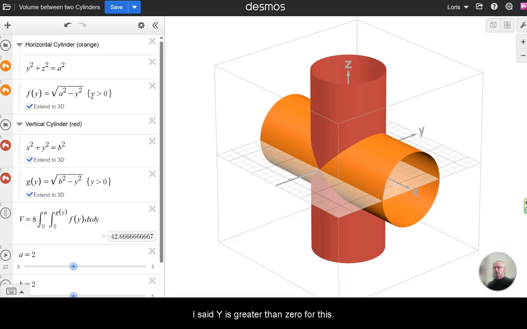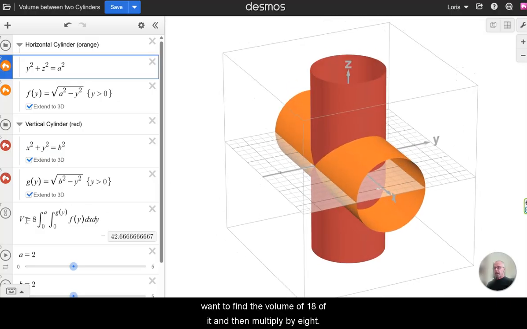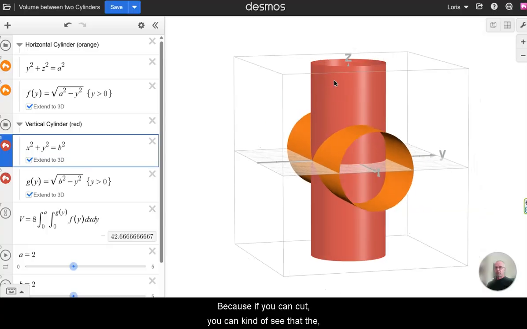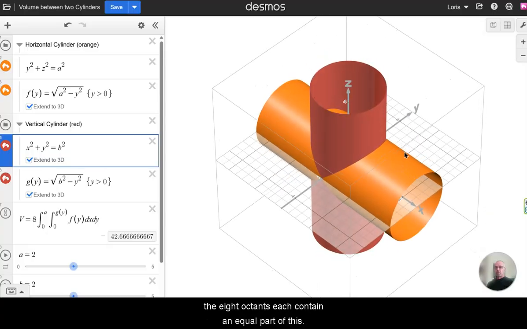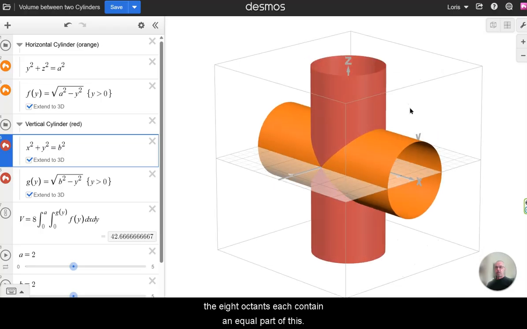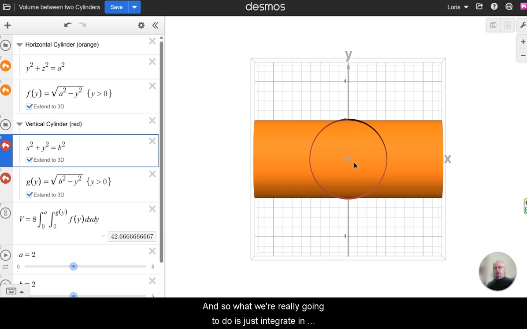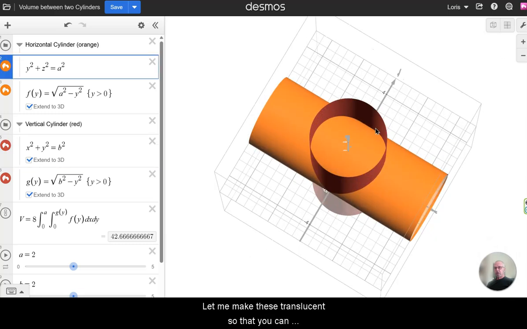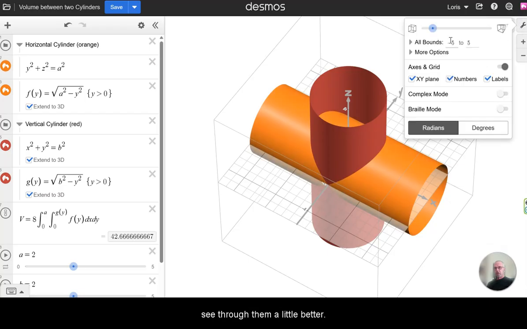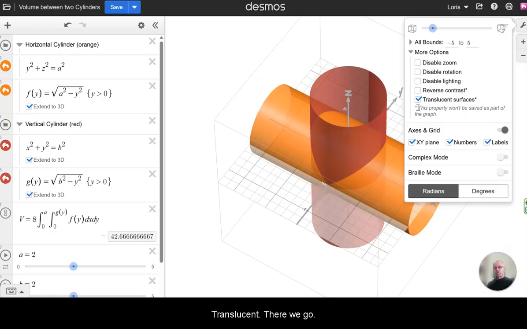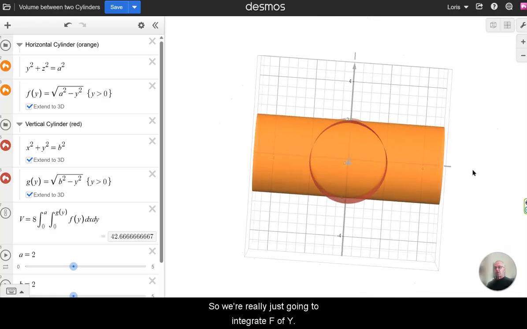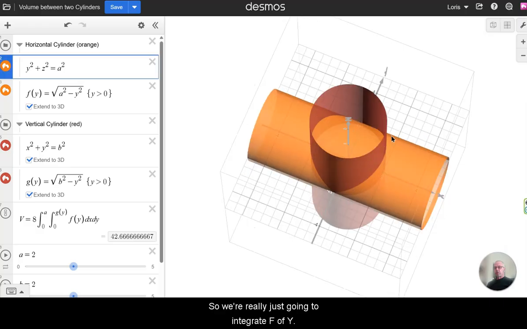I say y is greater than 0 for this because what I want to do when I find this volume is find the volume of 1/8 of it and then multiply by 8, because you can kind of see that the 8 octants each contain an equal part of this. And so what we're really going to do is just integrate in this little part right here. Let me make these translucent so that you can see through them a little better. There we go.